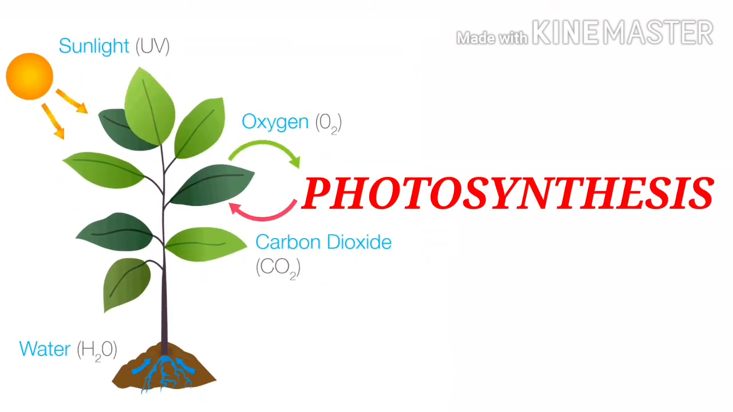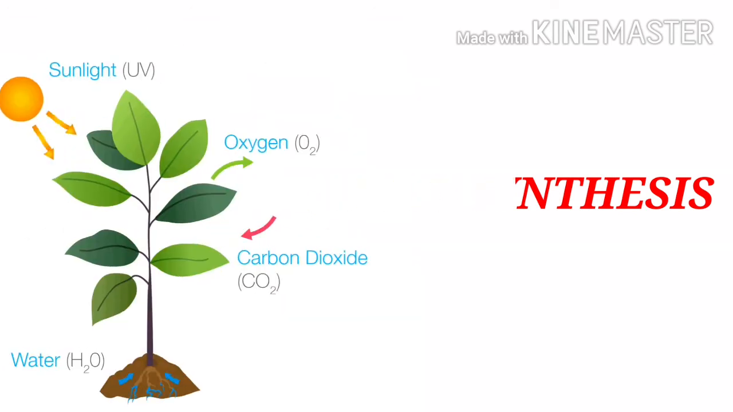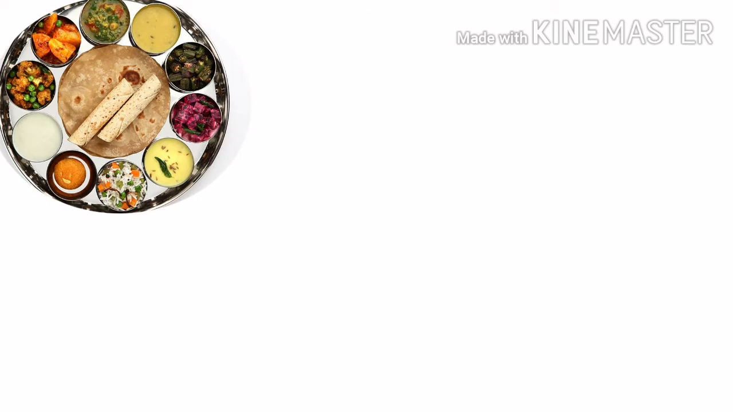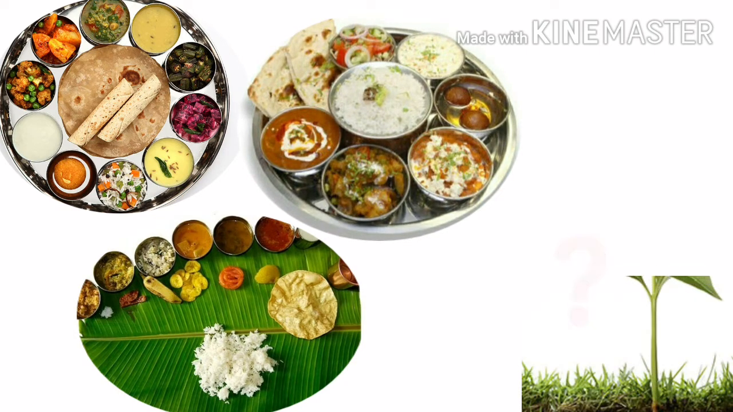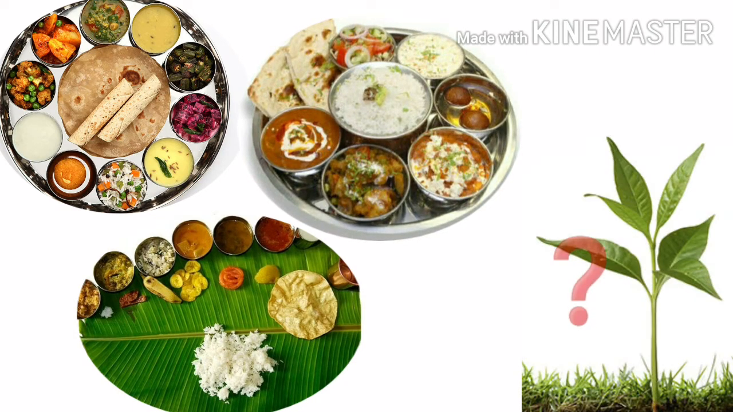Today we will learn photosynthesis. Dear students, we depend on plants for most of our food requirement. But what about plants? Where do they get food? Well, plants make their own food in the leaves by the process of photosynthesis. Let's learn more about this process.